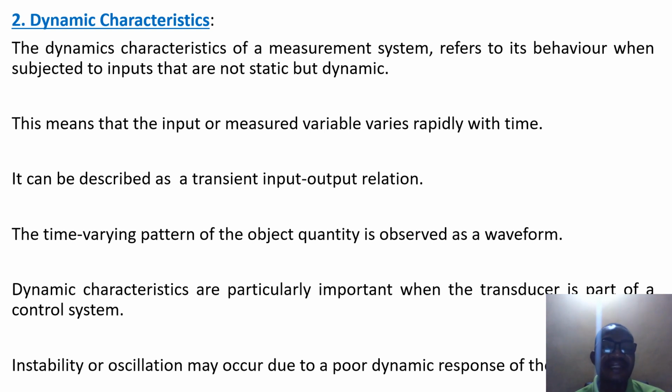Now let's look at dynamic characteristics. The dynamic characteristics of a measurement system refer to its behavior when subjected to inputs that are not static but dynamic, inputs that are constantly changing. This means that the input of the measured variable varies rapidly with time. The inputs you are trying to measure keep changing rapidly. We say they are dynamic characteristics.